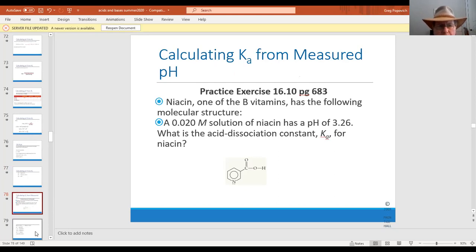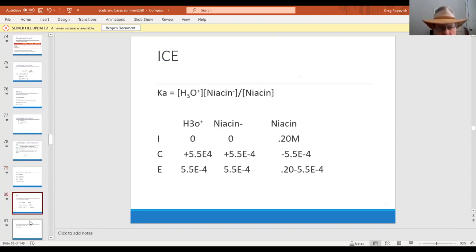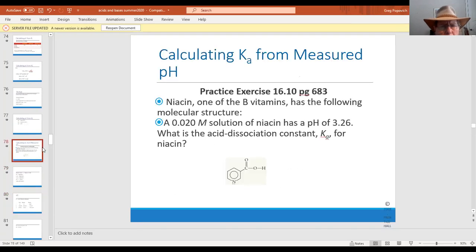I'm going to skip ahead. This is the same type of problem as we're dealing with, I think. Wait, maybe not. This one, I know what the pH is, so I can figure out that X is both of them.